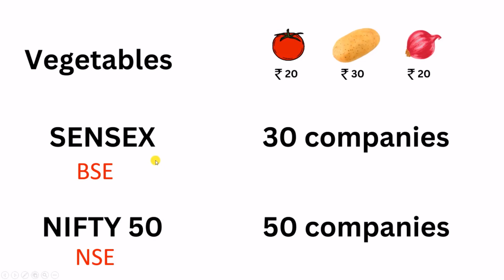like this. Sensex gives you an idea of how the price of 30 items from the BSE shop is moving. Okay, I told you that BSE and NSE are shops from where you buy stocks. So Sensex gives you an idea of how the price of 30 products from the BSE shop is moving. Similarly, Nifty 50 gives you an idea of how the price of 50 products from the NSE shop is moving day by day.